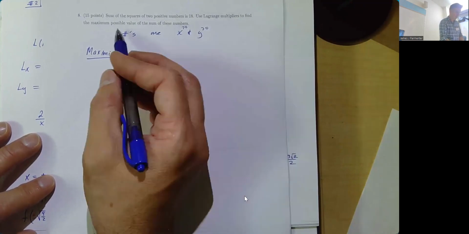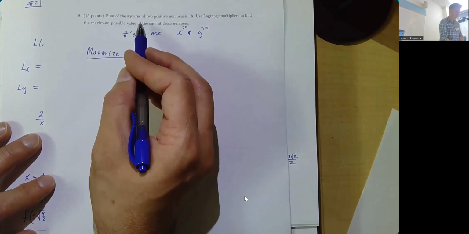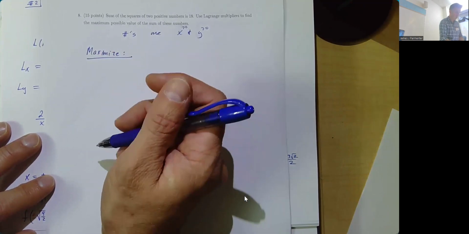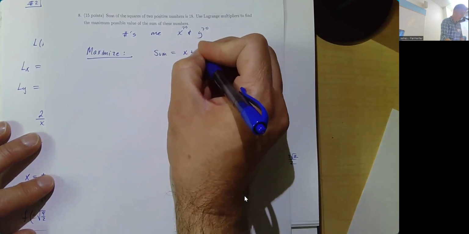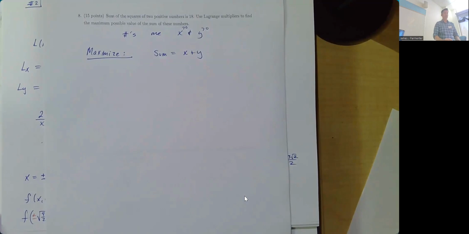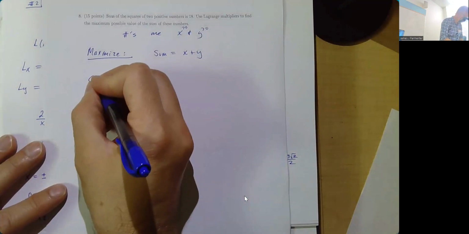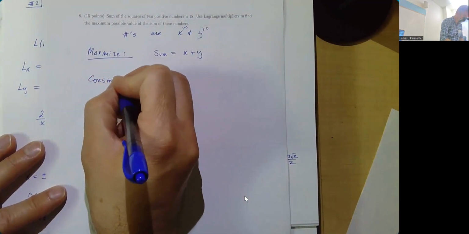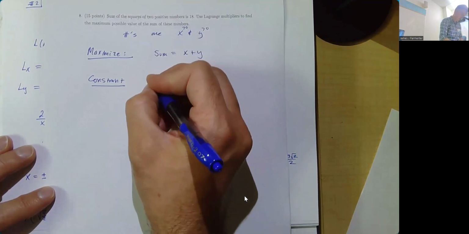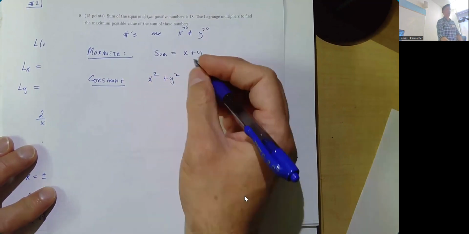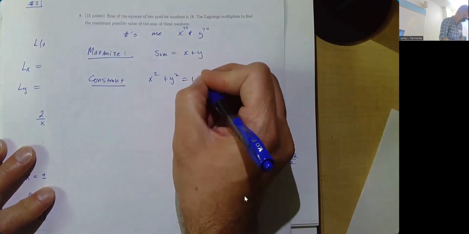Use Lagrange multipliers to find the maximum possible value of the sum of these numbers. So I'm trying to maximize the sum, which is just x plus y, which is not equal to a number, because if it was equal to a number, then I would know what it was. I wouldn't be trying to maximize it. My constraint here is the first sentence. Sum of the squares of two positive numbers, x squared plus y squared, the sum of the squares of those numbers, is equal to 18.